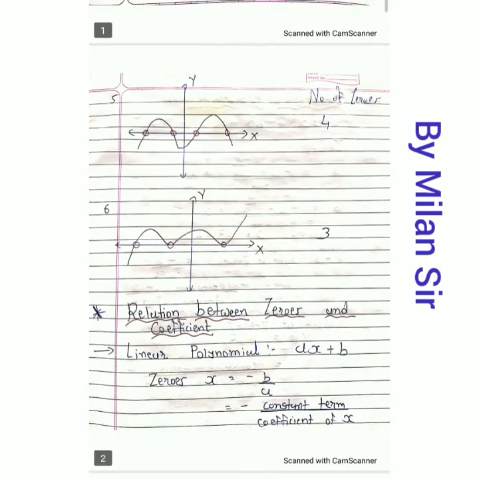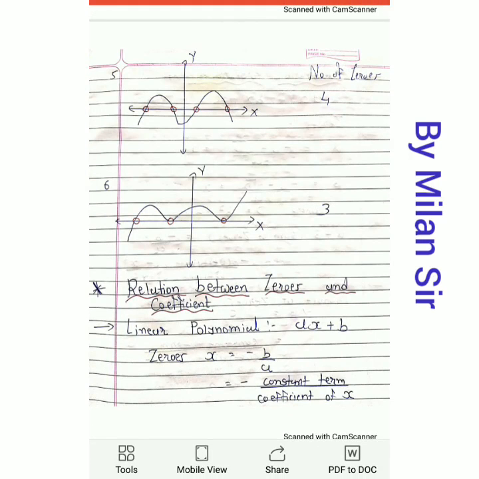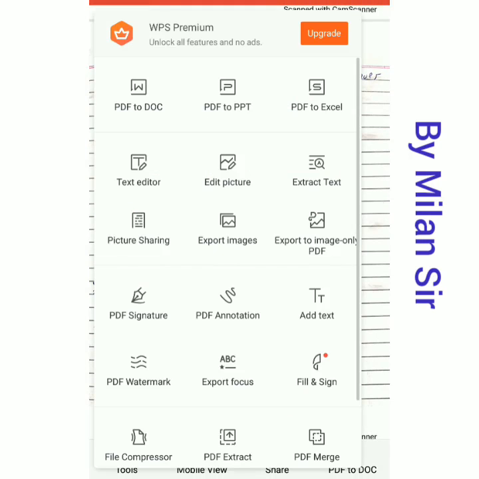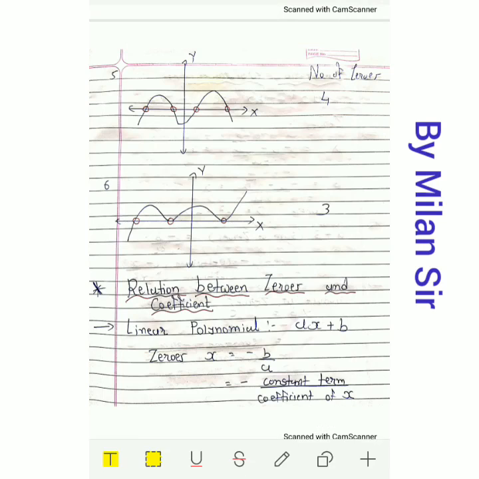Then question number 5. Here number of intersection points are 1, 2, 3 and 4. Only intersection points with the x-axis, not with the y-axis. So total intersection points with the x-axis is 4. So our answer is 4. Number of zeros is equal to 4.